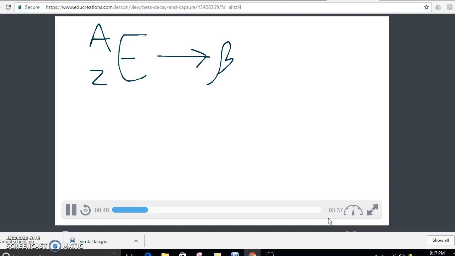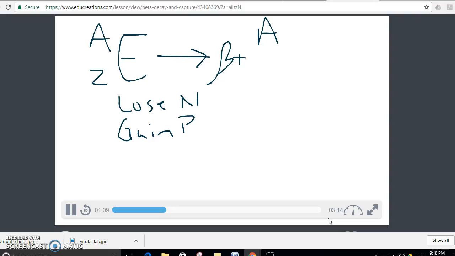And remember, when you lose a beta particle, you are going to lose a neutron. So you lose a neutron, but in the process, you gain a proton. So your mass number is going to stay the same. Whatever your mass number is, it's going down by 1 and up by 1, so your mass number is going to stay the same. But now the bottom number, because you're gaining this proton, is going to increase by 1, and you're now going to have a new element.